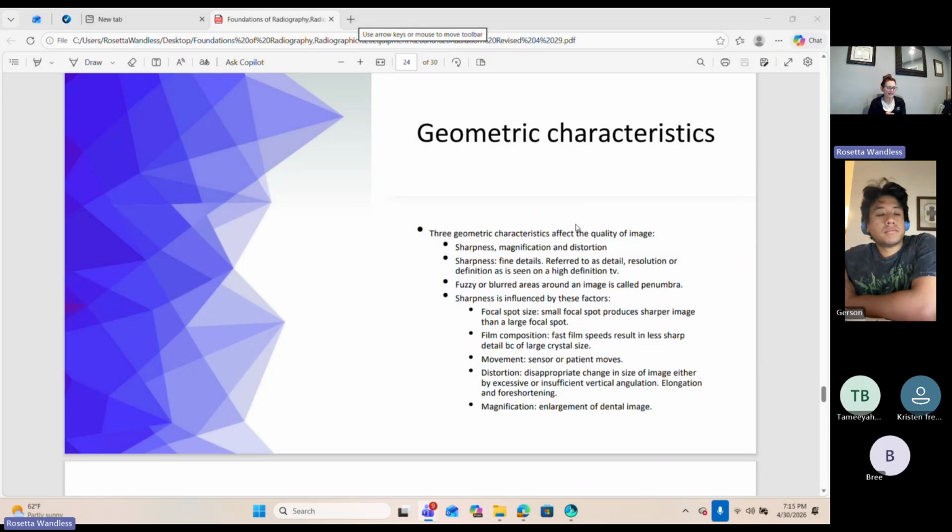Distortion is the second, and we know that is a change in size or shape of the image. It's going to either be excessive or insufficient, and those two words are elongation and foreshortening. And then magnification is if the image is enlarged when we want the exact size. So those are the three geometric characteristics. It's basically size and shape, and we want the quality of the image so it's diagnostic.